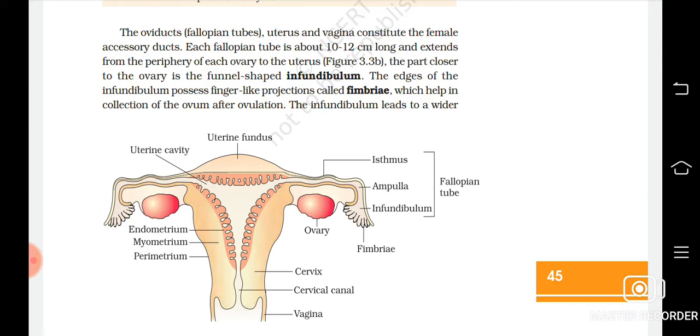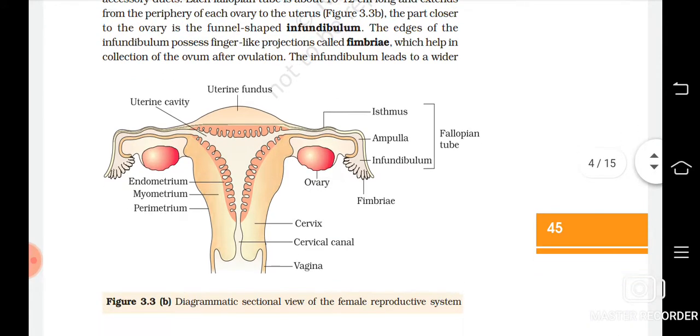The part that is near to the ovary is known as the infundibulum. The edges of the infundibulum have some finger-like projections. They are known as the fimbriae.